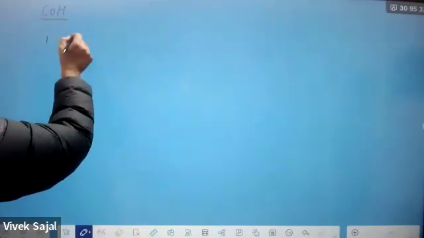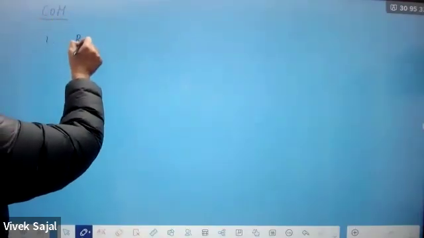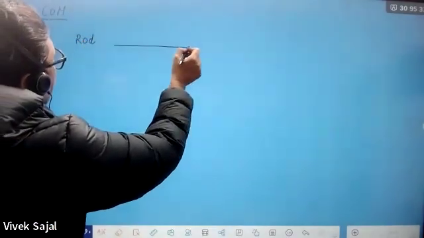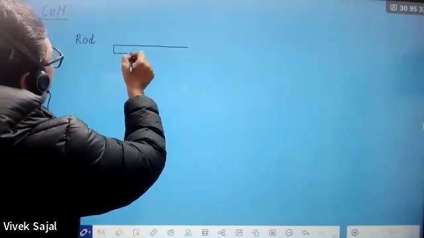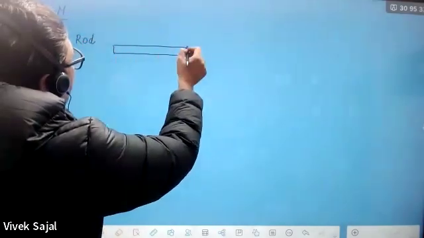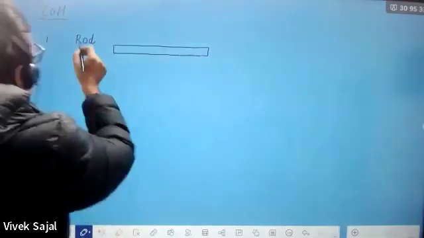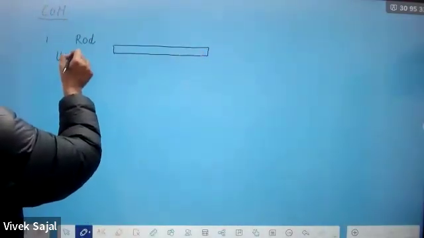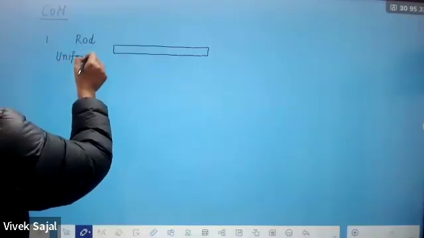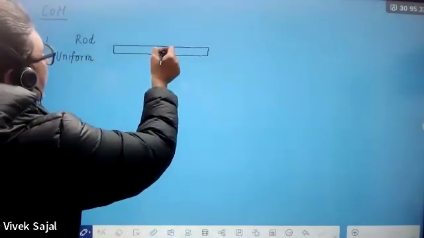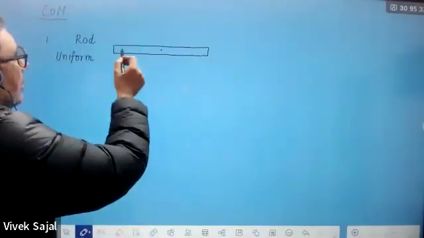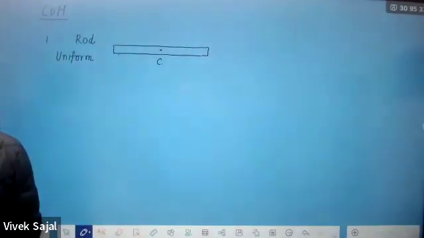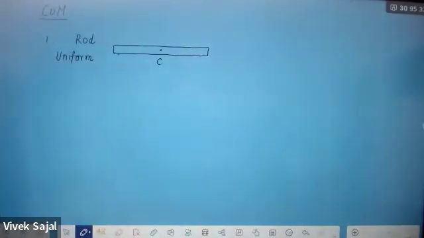For example, if you are having a rod of length L, this is a uniform rod, then its center of mass will be at the center of it. So where will be its center of mass? Exactly at the center of it. So first body is this rod.